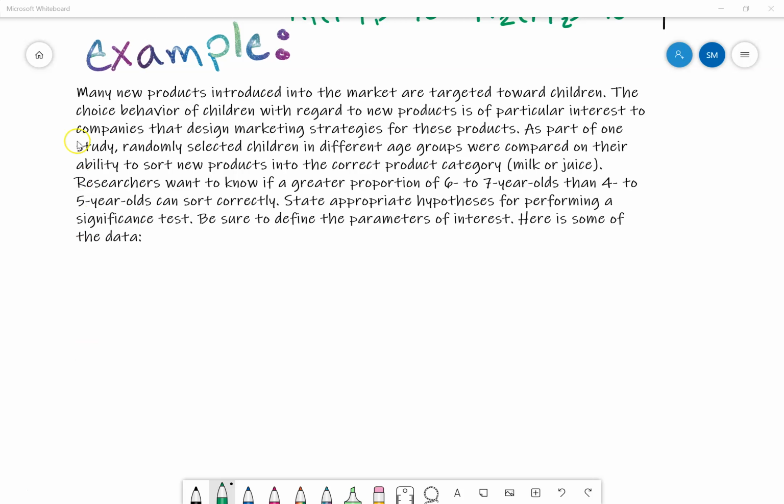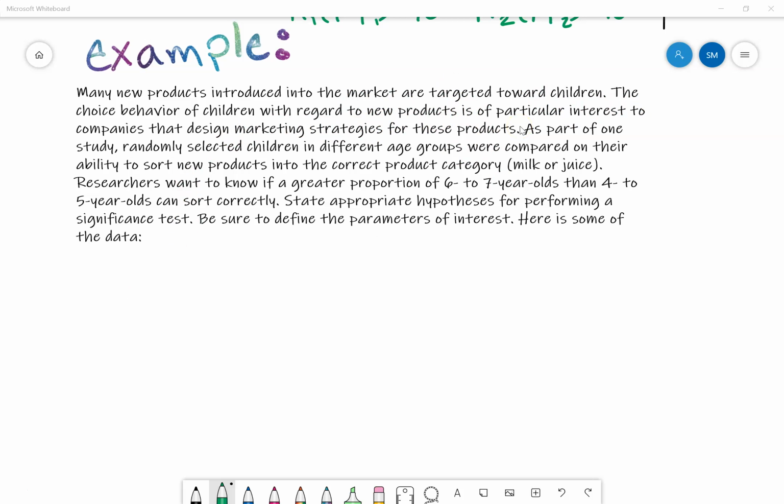So let's go ahead and read it together. Many new products introduced into the market are targeted towards children. That's true. The choice behavior of children with regard to new products is of particular interest to companies that design the market strategies for these products.